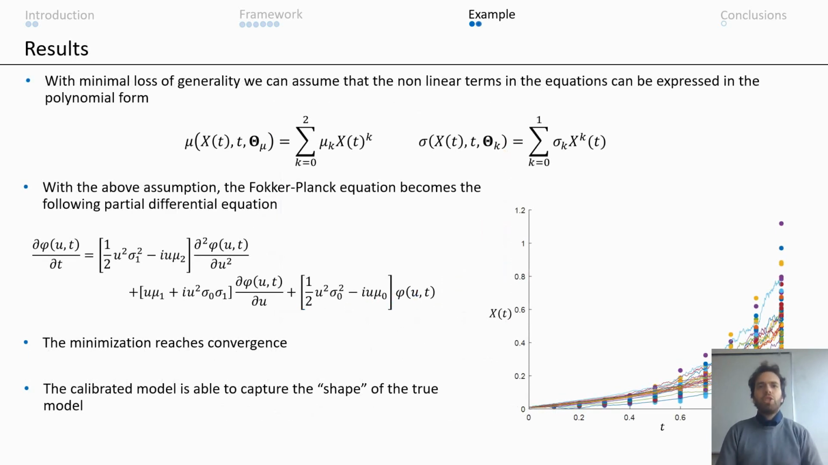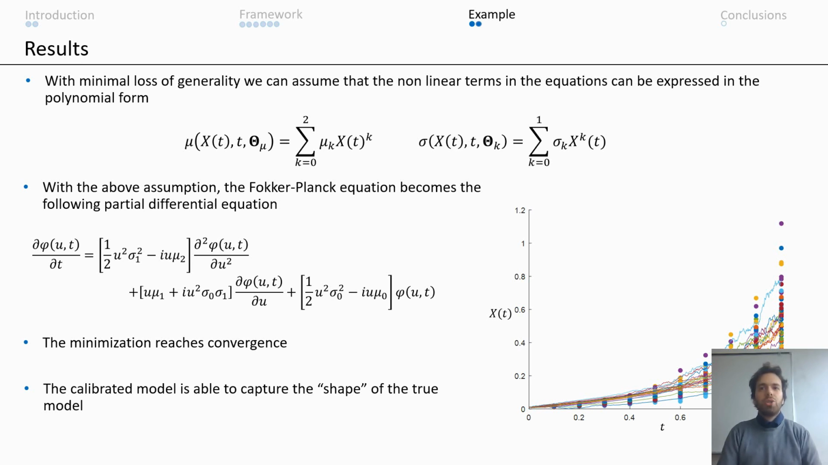With minimal loss of generality, we assumed that the nonlinear drift and diffusion terms could be expressed in polynomial form. Thanks to this assumption, we were able to simplify the partial differential equation that was shown earlier. The solution of this partial differential equation was compared with the observed characteristic function in order to minimize the difference between the two. The minimization problem reached convergence, and we tried generating new sample paths of the deterioration process with the new calibrated values for the unknown parameters theta.